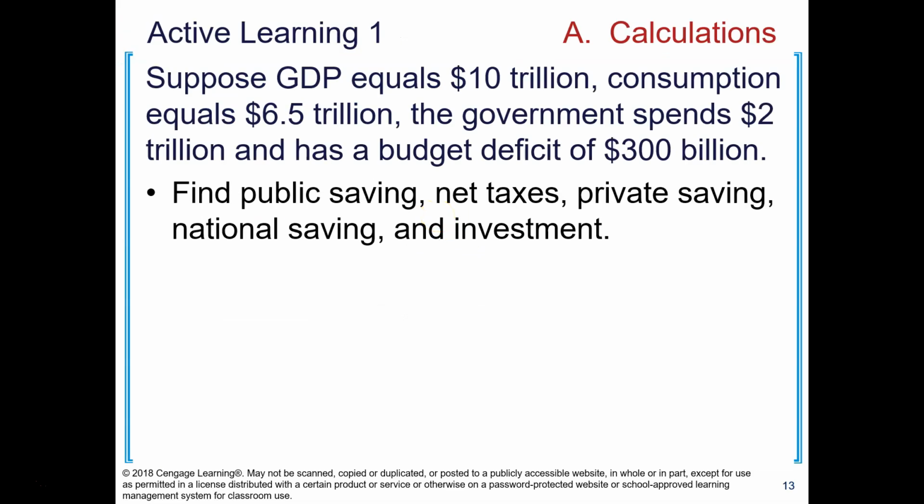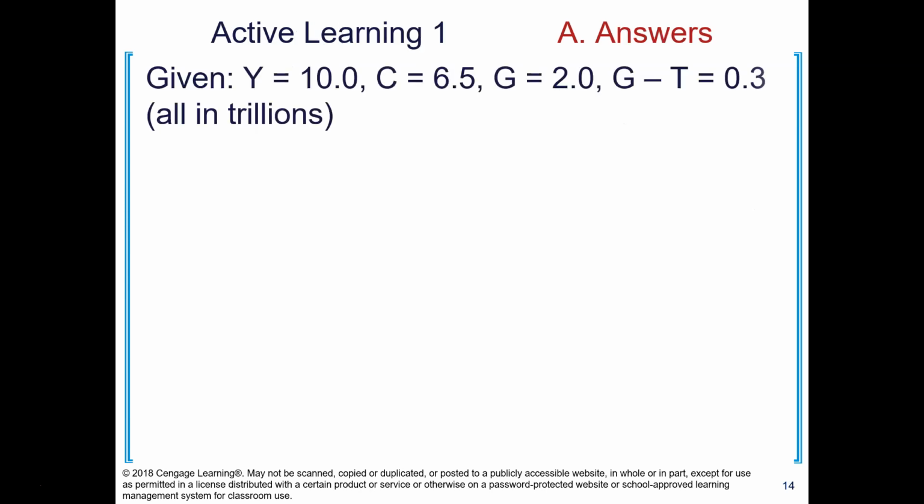Okay, so here's an example. In this example, we're going to use the previous identity that we saw, and we're going to find out public saving, net taxes, private saving, national saving, and investment. So here our Y, or total income of the country, is $10 trillion. Consumption is $6.5 trillion. That is the C part of the national identity. And then government spending, G, is $2 trillion. And the government is running a budget deficit of $300 billion. So what are the private savings, public saving, taxes, and national savings? Let's work it out.